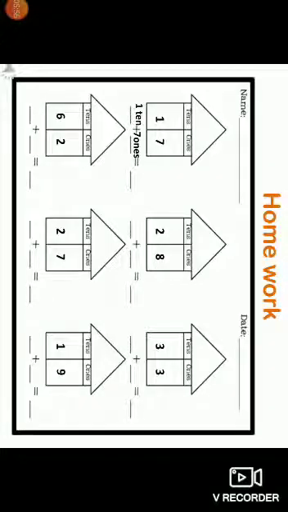As you can see, there are different tens and ones houses with some numbers in it. Let us take the first example. What number is written in the tens house? 1. What number is written in the ones house? 7. So it's 1 tens plus 7 ones means 10 plus 7. So 10 plus 7 makes 17.